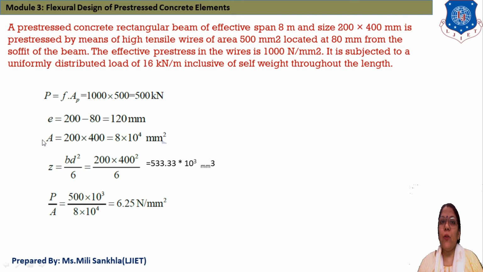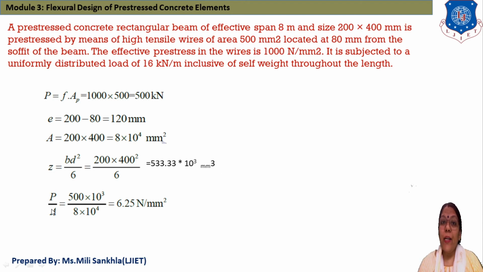Now area is equal to 200 by 400, that is 8 into 10 raised to 4 mm square. Z is the section modulus, bd square by 6, or we can say I by y. Here I use the equation bd square by 6, and we can use I by y also; the answer of I by y and bd square by 6 is the same. Now b is 200 and d is 400, so 200 into 400 square by 6, and the answer is 533.33 into 10 raised to 3, and the unit of section modulus is mm cube.